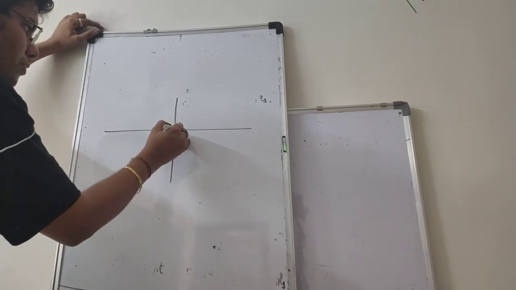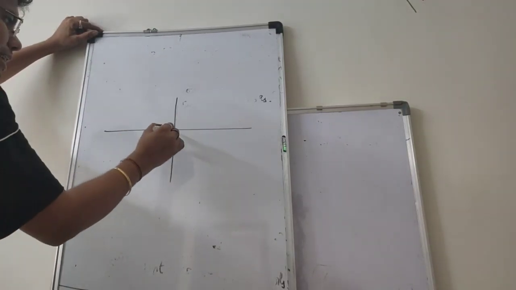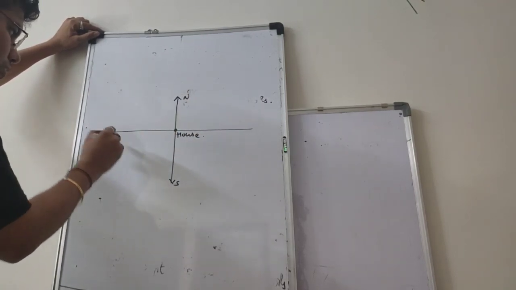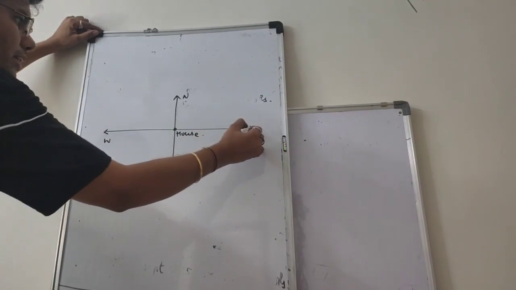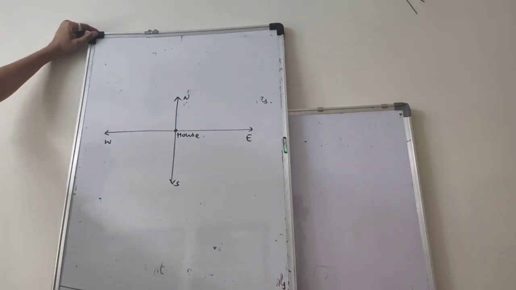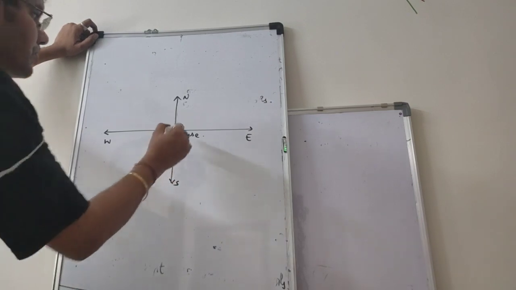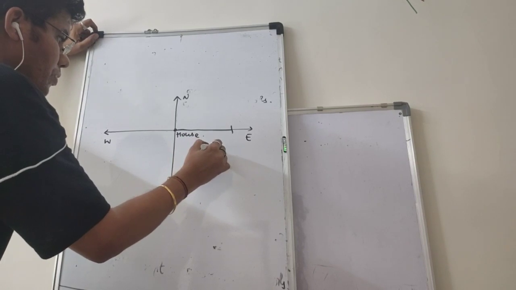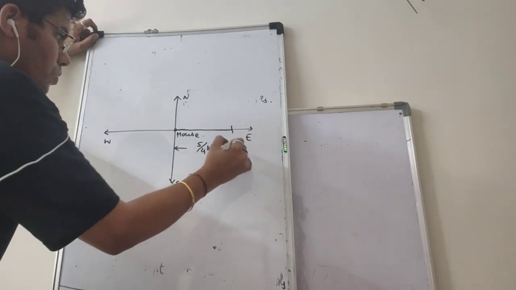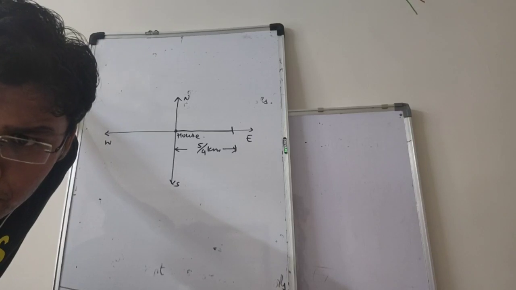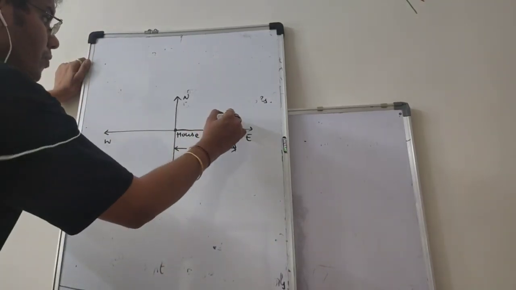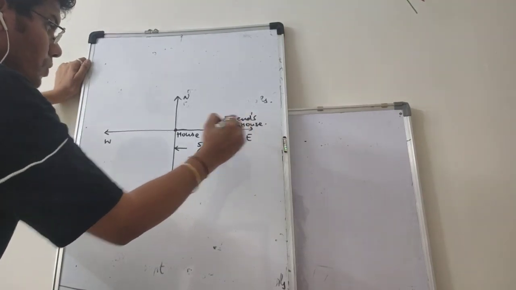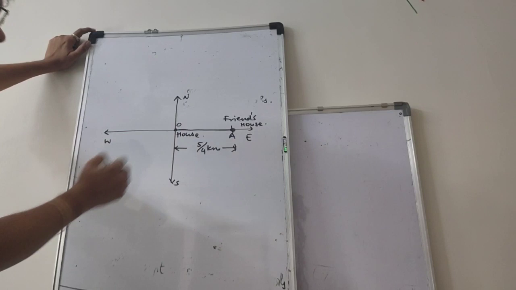Suppose we are taking the house at origin, this is the house place. This is north, this is south, this is west, this is east. First she travels 5/4 kilometer from her house to her friend's house. That is the location of friend's house A. Its house position is at O.